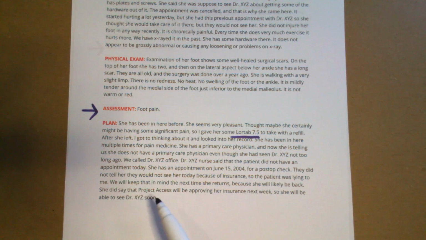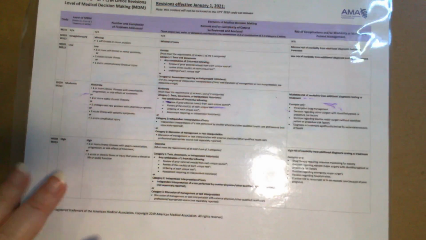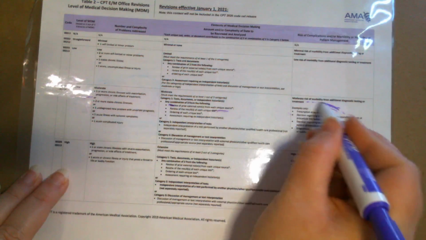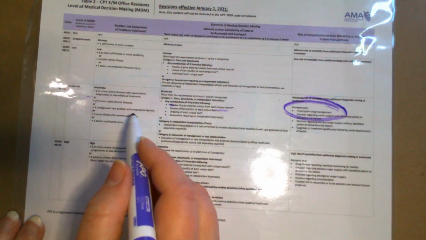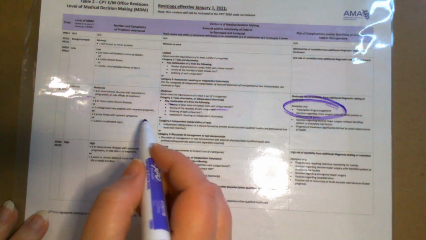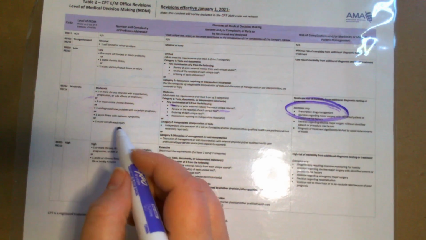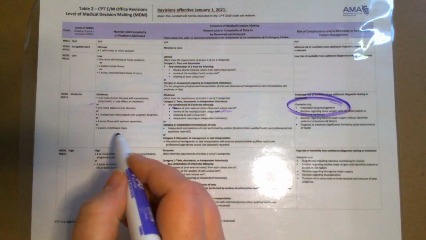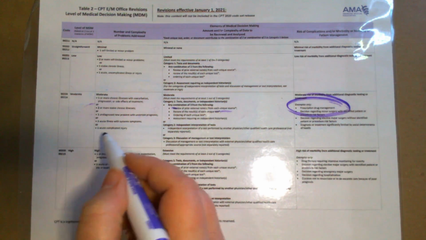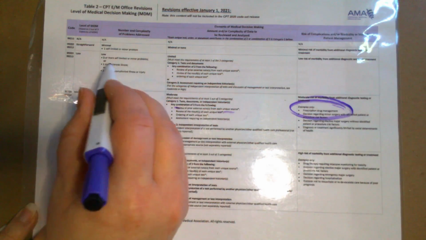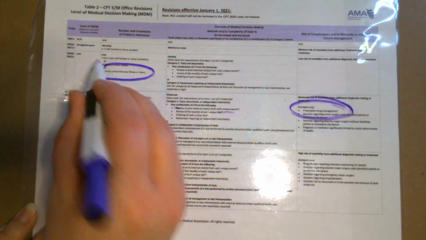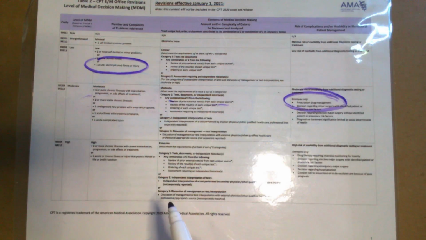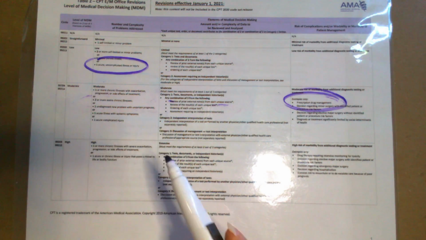She did say that Project Access will be approving her insurance next week, so she'll be able to see Dr. XYZ soon. So right away, we have at least our prescription drug management. I don't know that we have 2 chronic illnesses. There's nothing systemic about the foot pain. It's not complicated. I would say it's more the one acute uncomplicated illness or injury. It doesn't sound to me like 2 or more chronic illnesses are going on here.